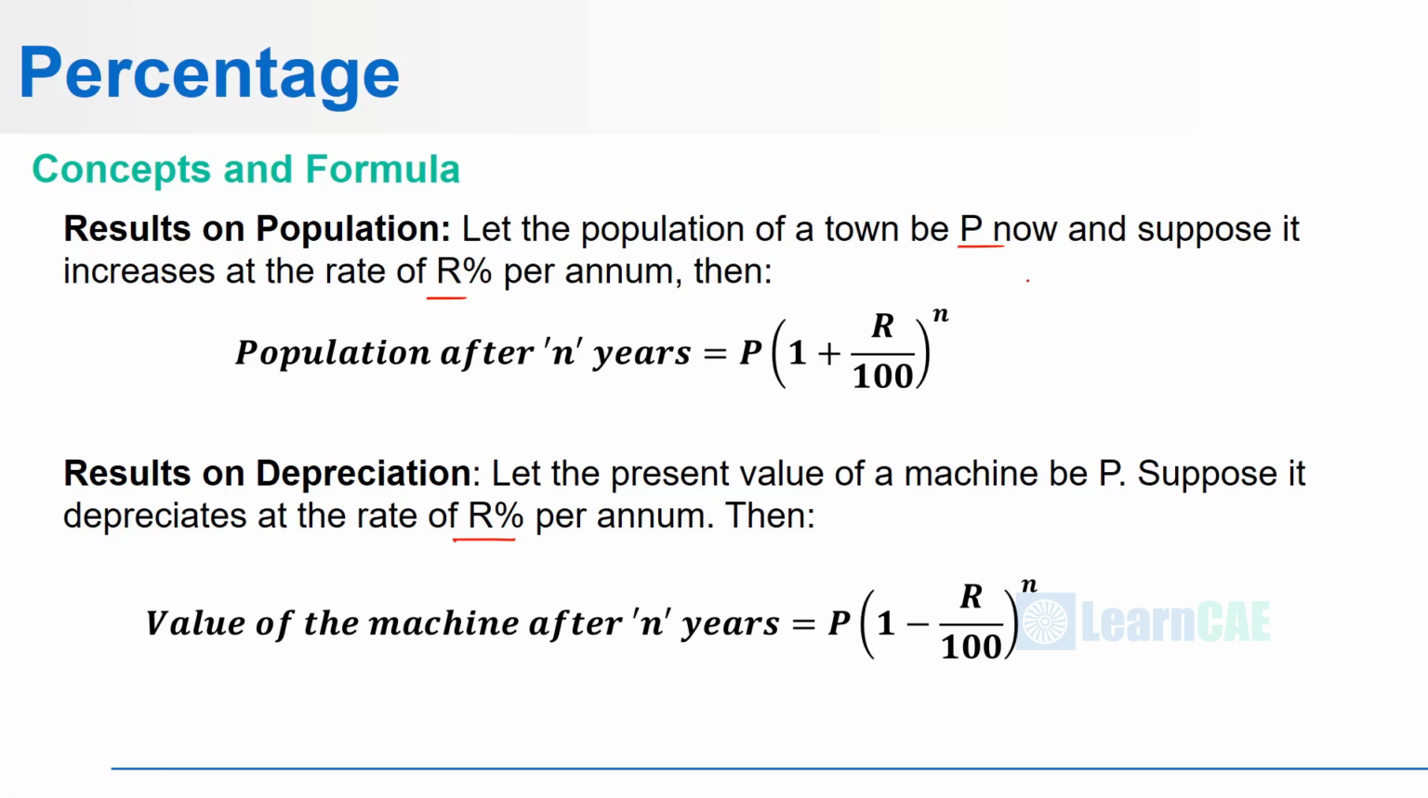For example, if the rate is 5%, that is an increase, then the population after 3 years will be 1.05 into 1.05 into 1.05 of the original value, let it be P naught. So this is equal to 1.05 cubed P naught. So the formula is written in a different form here. It is equal to P into (1 plus R by 100) power n.